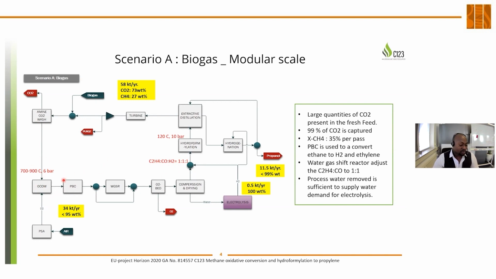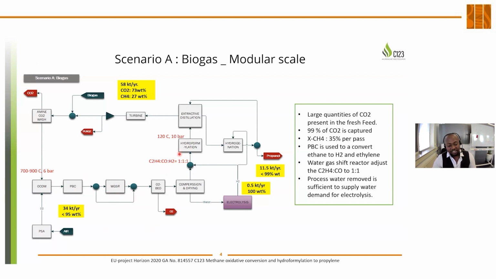In the OCOM we also produce ethane, which is cracked using the post-bed cracking to produce more ethylene and hydrogen. As we produce more hydrogen as well, there is excess with respect to carbon monoxide, so we use the water gas shift reactor as a balance for that. We try to produce more hydrogen and balance the ratio between the carbon monoxide and the ethylene. So this is basically the upstream section, if I can call it that.